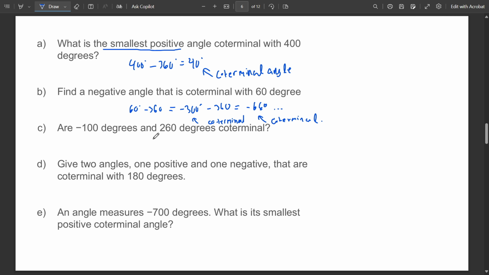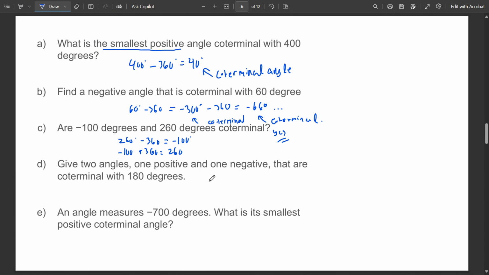Are negative 100 degrees and 260 degrees coterminal? We can pick one of them. We pick 260 degrees. Looking at the other, we have a negative, so we must subtract 360 degrees to check. 260 minus 360 is negative 100 degrees. And we can see that this is coterminal, okay? Because when we subtract 360, negative 100 is coterminal with 260. And if we do negative 100 plus 360, we will get 260 back. So these are coterminal. Yes.